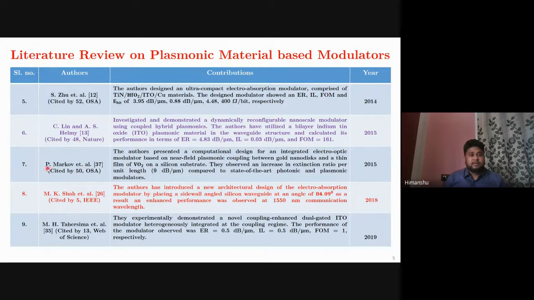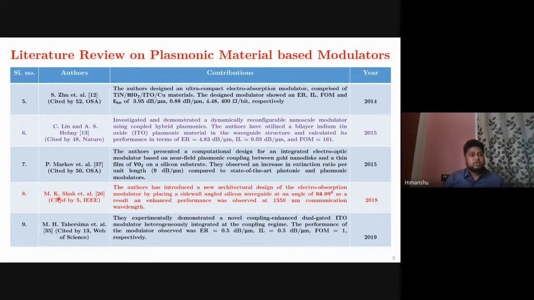Now next, P. Markov et al. Here the authors have presented a computational design for an integrated electro-optic modulator. Here they have used vanadium dioxide as the plasmonic material. They have observed an increase in the extinction ratio per unit length, which was around 9 dB per micrometer, compared to other photonic and plasmonic modulators. This work was published in the year 2015 and it was cited by around 50 papers.